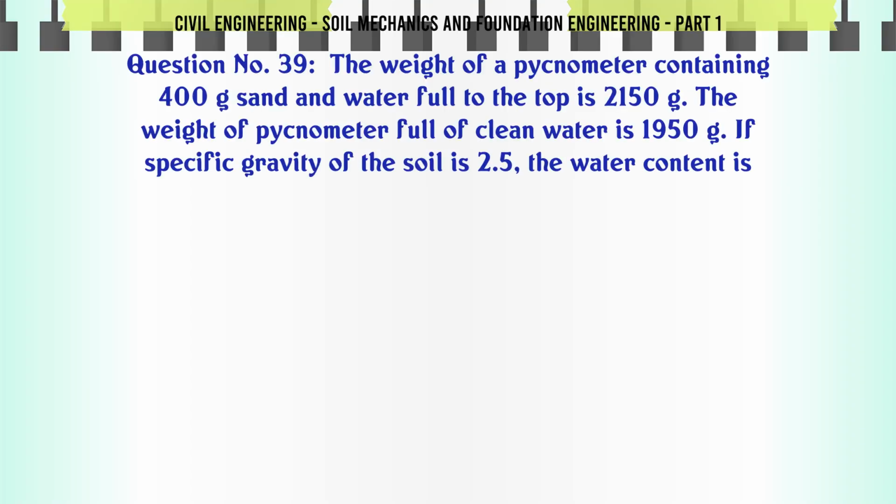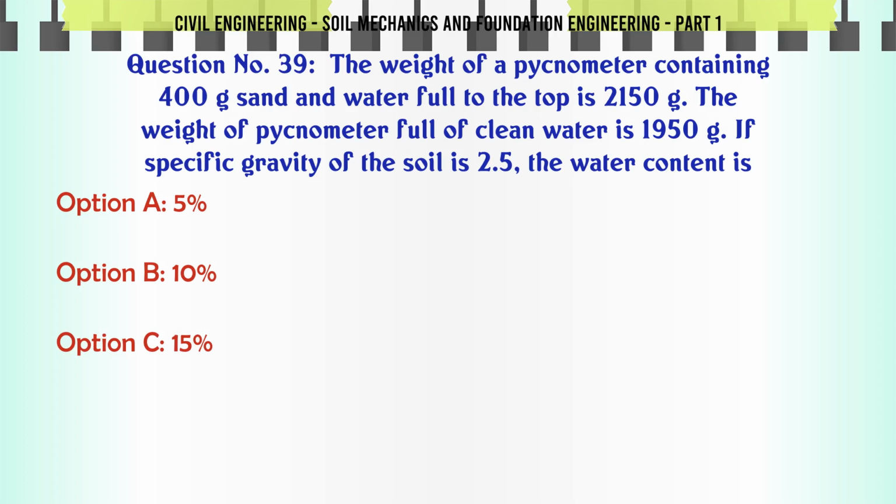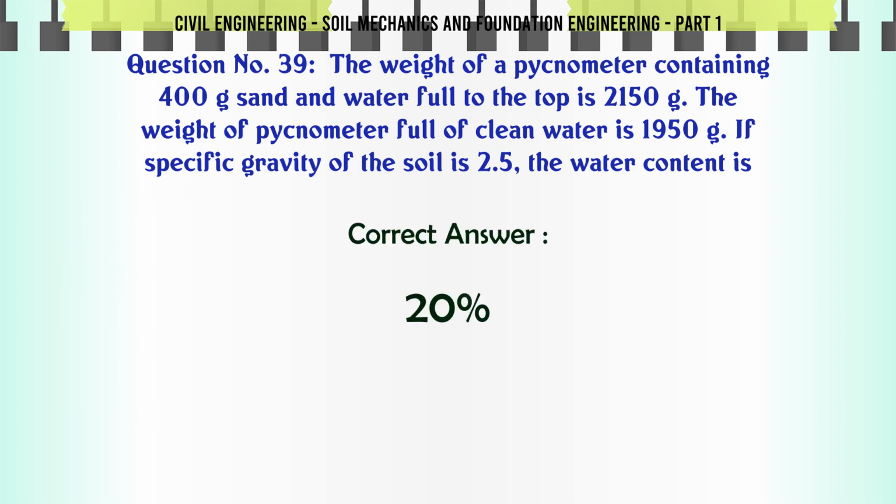The weight of a pycnometer containing 400 g sand and water full to the top is 2150 g. The weight of pycnometer full of clean water is 1950 g. If specific gravity of the soil is 2.5, the water content is A. 5%, B. 10%, C. 15%, D. 20%. The correct answer is 20%.